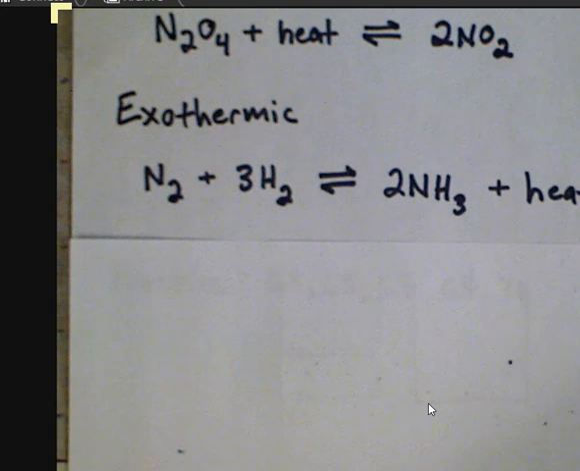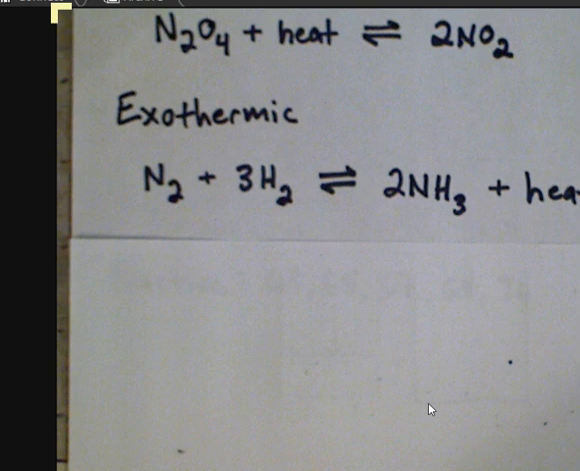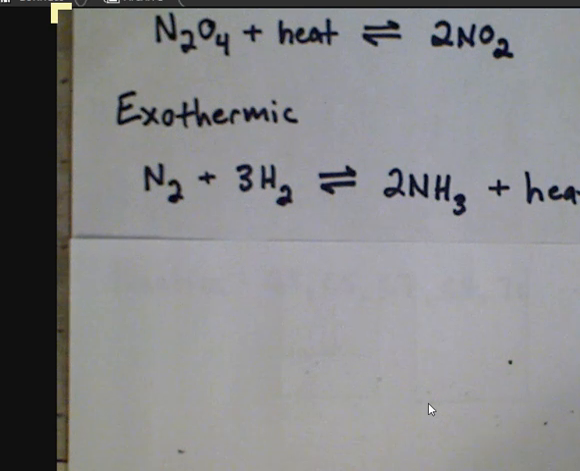So, 3 main things. You can affect the amount in either pressure or concentration. You can affect the volume for a system that contains a gas, or you can affect the temperature. And depending on whether the reaction is exothermic or endothermic, it shifts the reaction one way or the other.